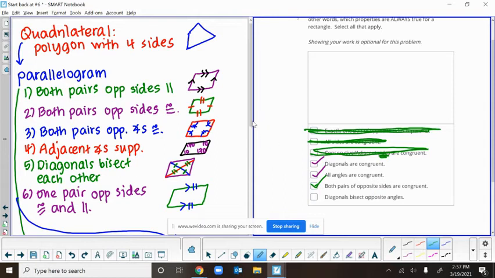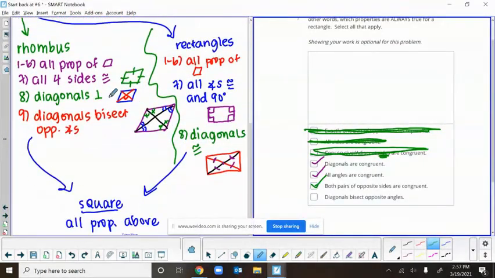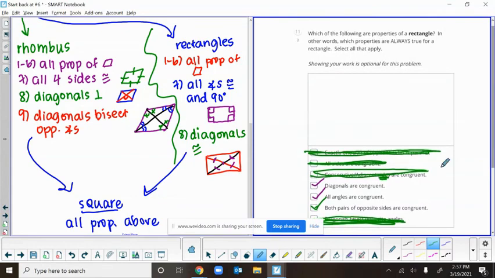Last property says diagonals bisect the opposite angles. There's one that says diagonals bisect each other, but not diagonals bisect the opposite angles. If you look back down on your property sheet, this is a property of a rhombus and not necessarily a property of a rectangle. So these 3 end up being your properties that are true for a rectangle.